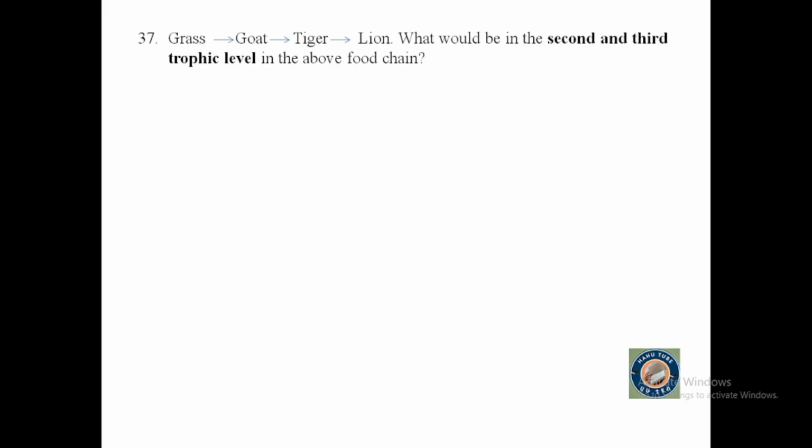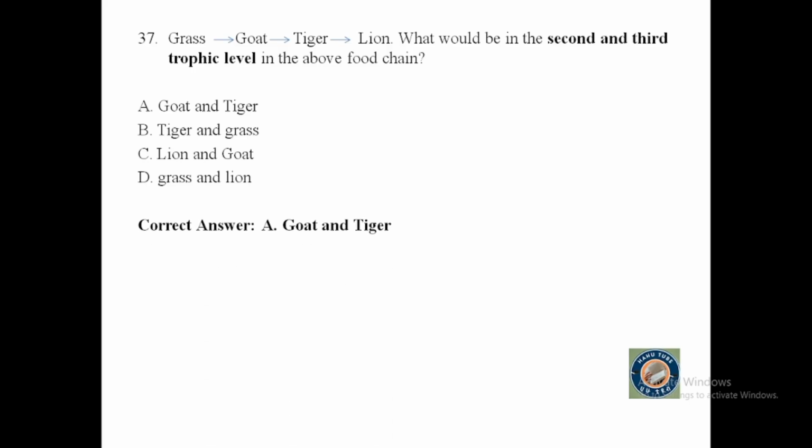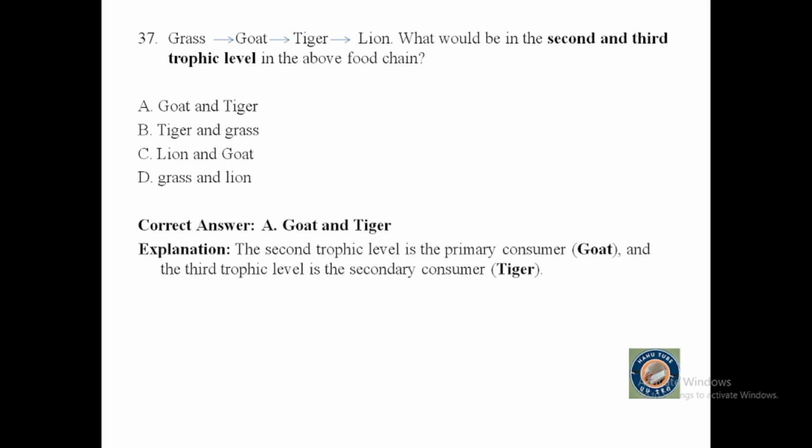Question number 37. Grass, goat, tiger, lion. What would be in the second and third trophic level in the above food chain? A. Goat and tiger, B. Tiger and grass, C. Lion and goat, D. Grass and lion. The answer is goat and tiger. The second trophic level is the primary consumer, goat, and the third trophic level is the secondary consumer, tiger.